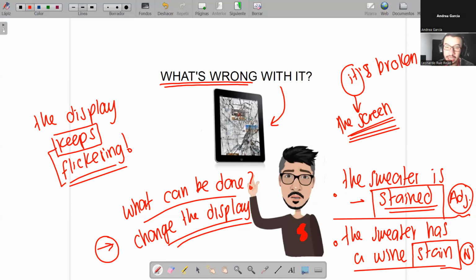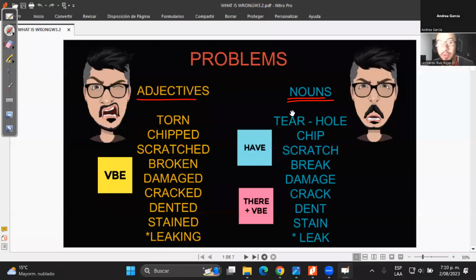One is using the characteristic. The other one is using the thing that we have. It means the noun, right? The name of the product, right? In terms of that, we're going to have different problems, of course, like we are going to check, and we have the two different options, right? The adjectives usually are going to be used with the verb to be, no?